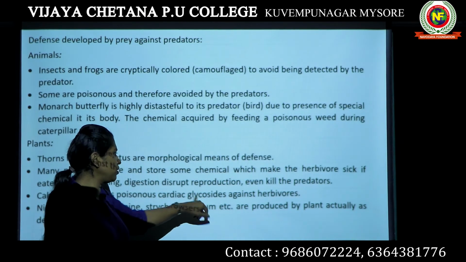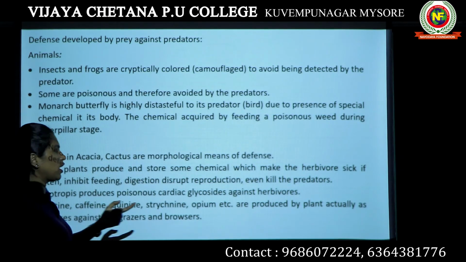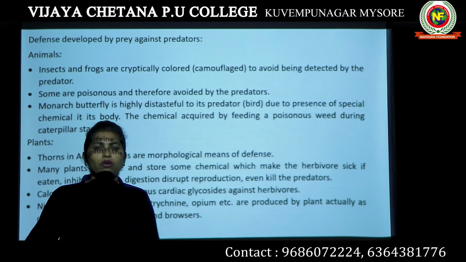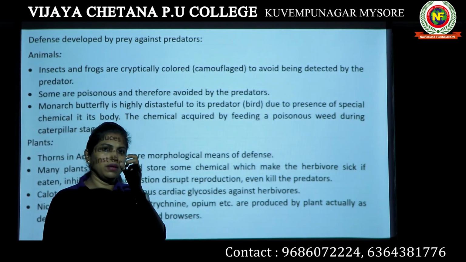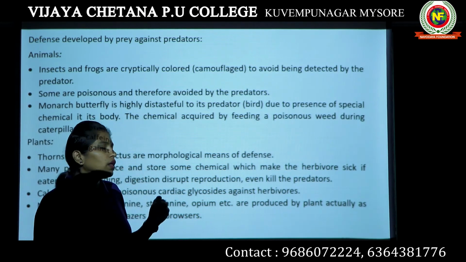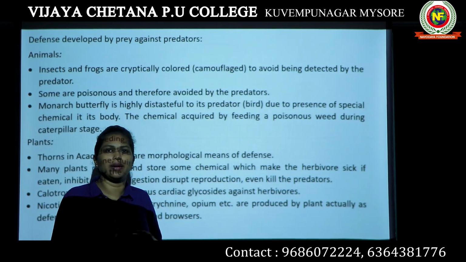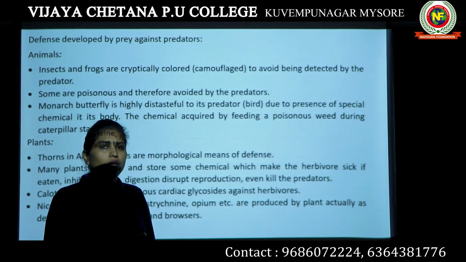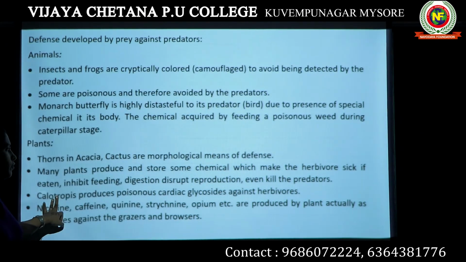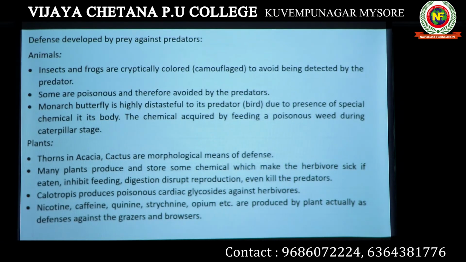Cardiac glycosides mean that if that secretion is eaten by herbivores, if any animals try to eat this Calotropis plant and by mistake eat the latex, then it acts as a cardiac glycoside. That means it increases the heart rate of that herbivore. So that is also a kind of defense developed by Calotropis in order to avoid predators.